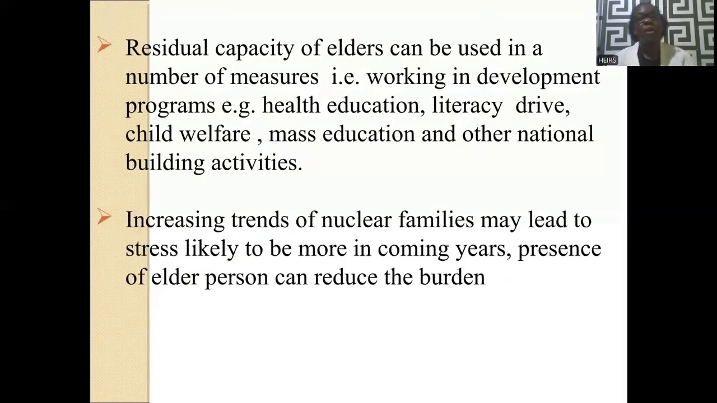As such, the residual capacity of elderly people can be used in a number of measures. They could work in development of programs like health education, literacy drive, child welfare, mass education, and other nation building activities. Now, the increasing trend of nuclear families may lead to more stress in the coming years, but the presence of an elderly person can also reduce the burden.